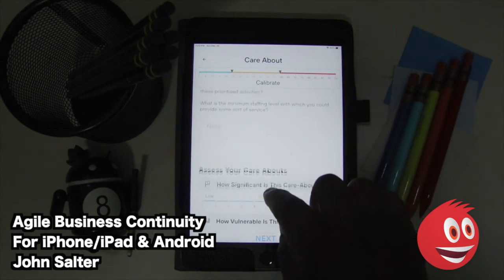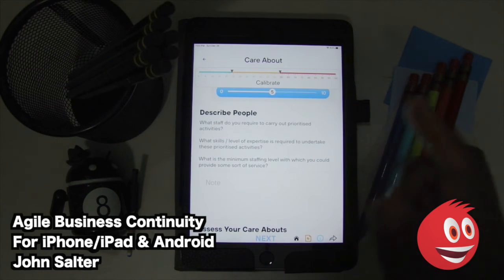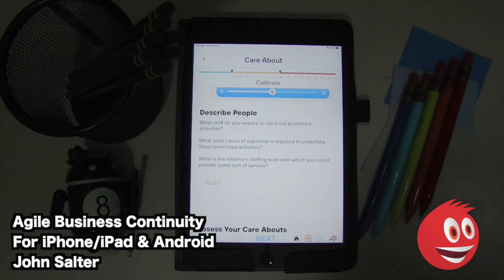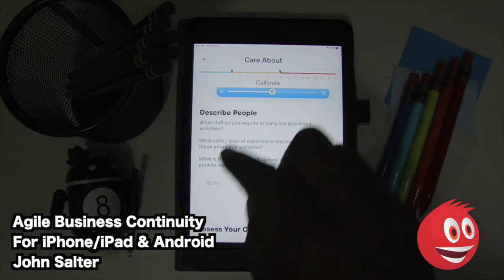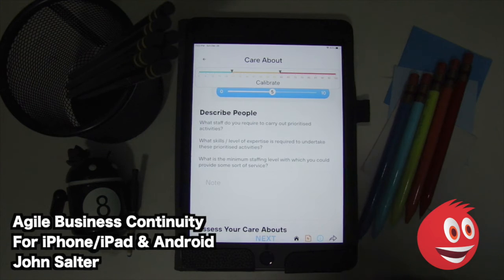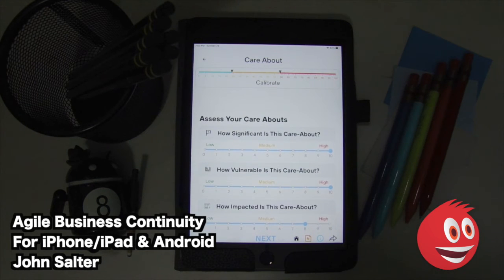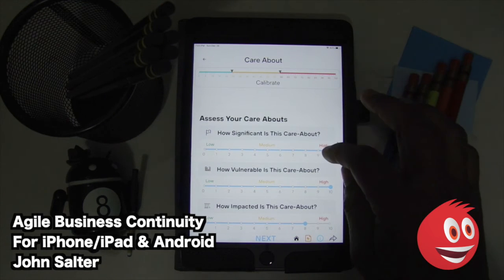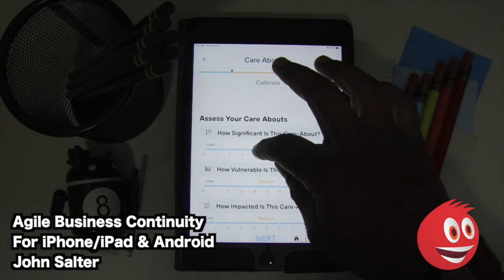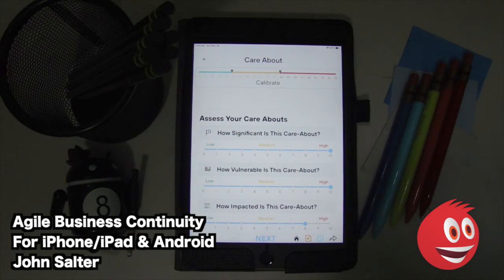So let's go back and just take a look at this. Describe the people. What staff do you require to carry out the prioritized activities? Just for the sake of this overview, let's just say we're looking at the impact of people. We're not going to consider all of this stuff. We just want to show you how this works. All right, so how significant is this care-about? We're talking about people. Is it high or is it low? We're going to say it's going to be high. If we're missing staff, if we lose staff, that's going to be a big deal.